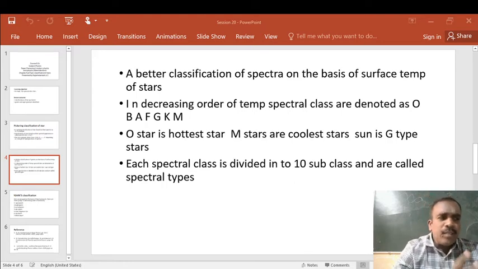What are the spectral features on the basis of temperature? The O group is blue-violet in color, with a temperature of around 25,000 to 50,000 Kelvin. Examples are Delta Orionis and Mintaka. The B spectral class has a blue-white color, with a temperature of around 10,000 to 25,000 Kelvin. Examples are Rigel and Spica.